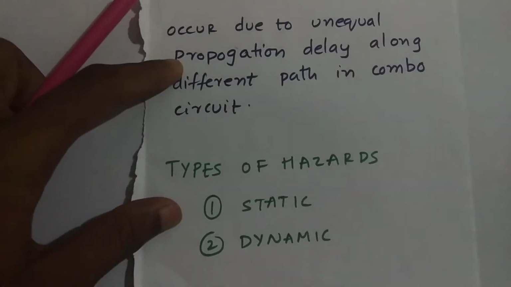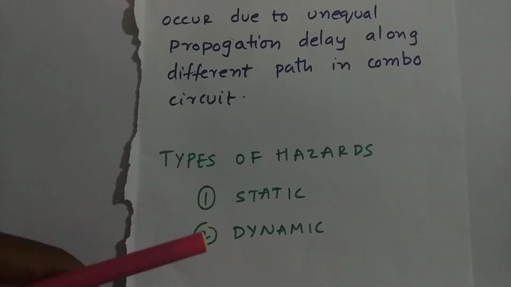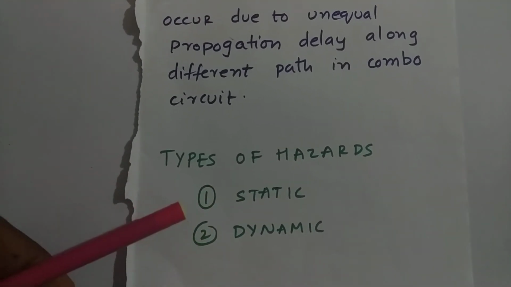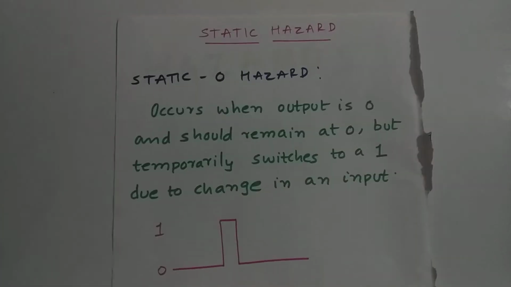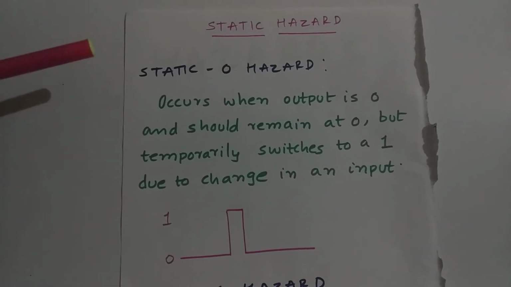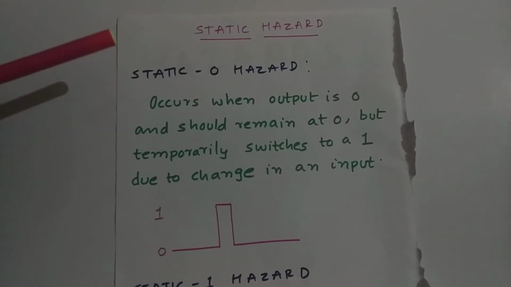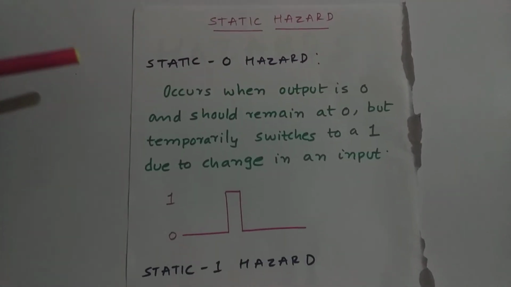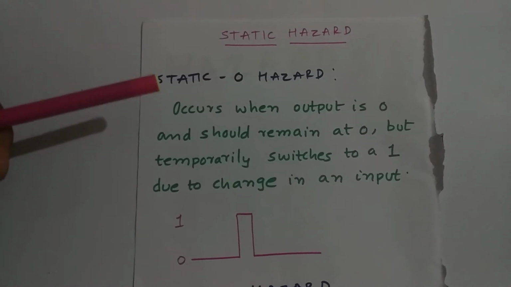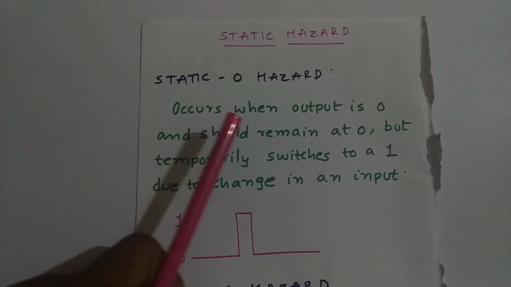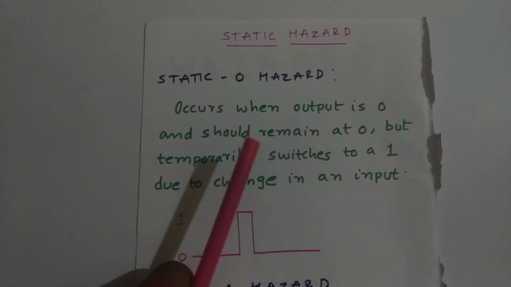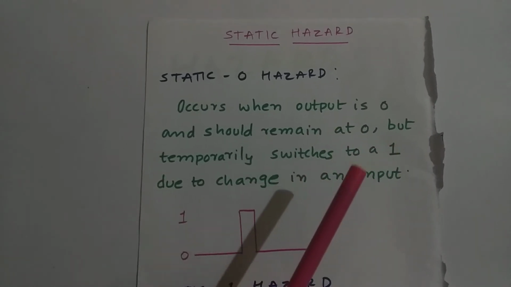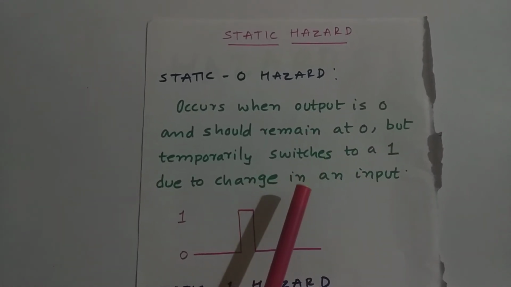There are two types of hazards, static hazard and dynamic hazard. Let's discuss static hazard. Static hazard is again divided into two types, static 0 and static 1. Let's go with static 0 first. Static 0 occurs when the output is 0 and should remain at 0 but temporarily switches to 1 due to the change in the input.